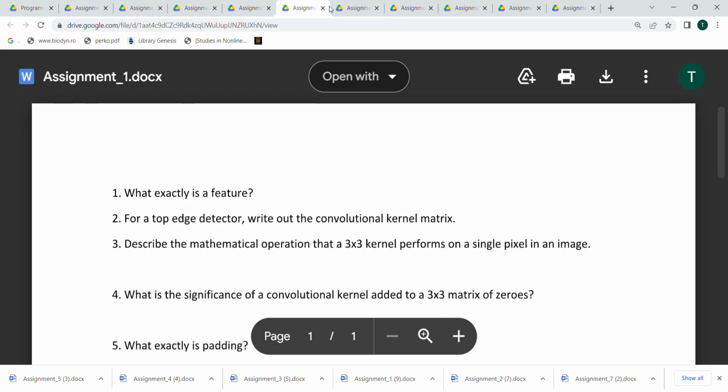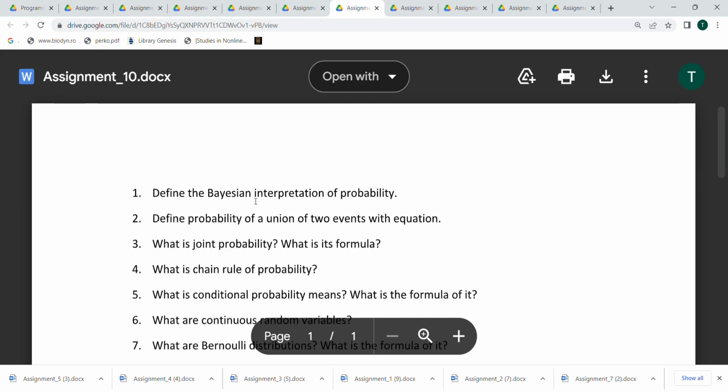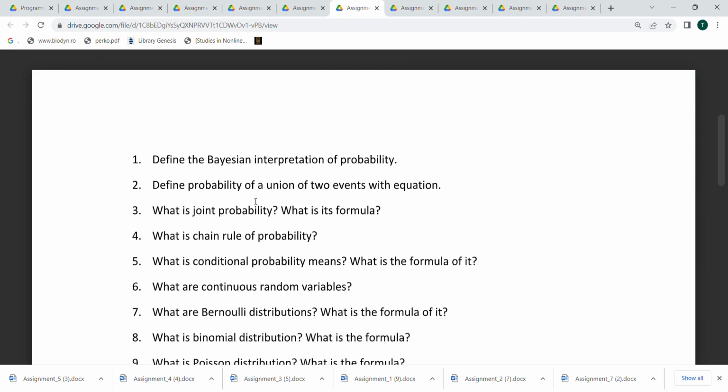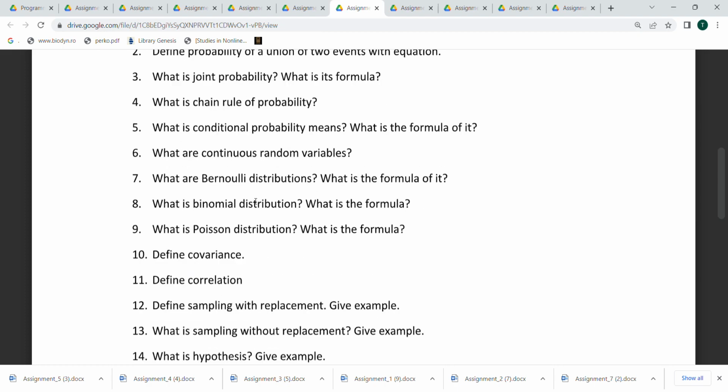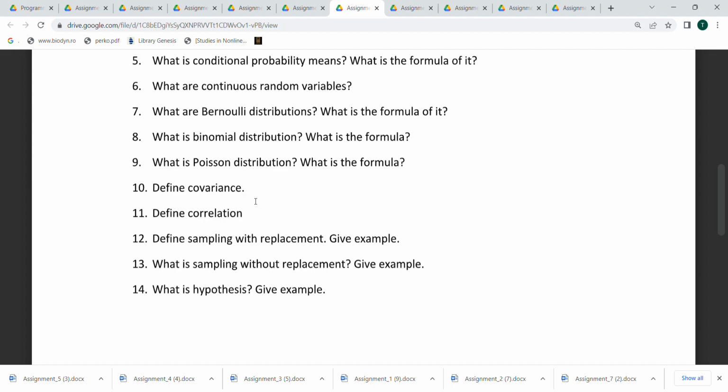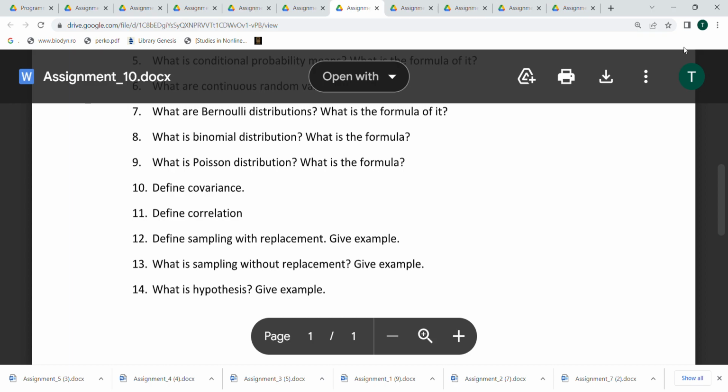So after this, there is a CSV. I would request you to go through all of this. Bayesian interpretation of probability, probability of union of two events, joint probability, marginal probability, conditional probability. So these are the Bernoulli distribution, binomial distribution, Poisson distribution, covariance, correlation, sampling with replacement. There are all these questions that you need to understand. Okay, thank you very much for your time.